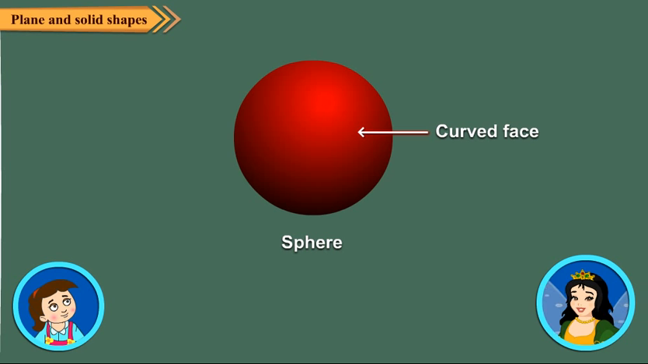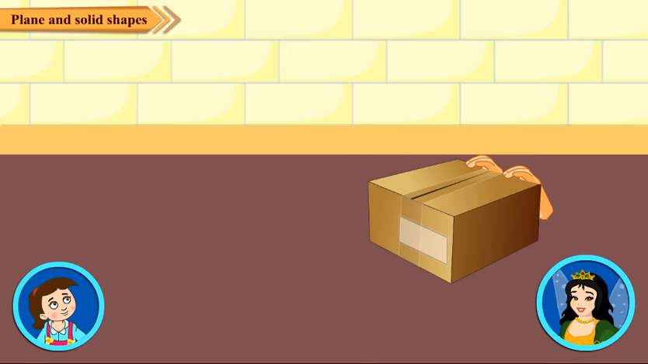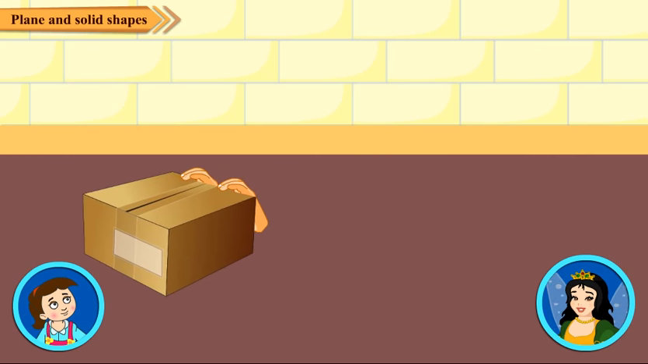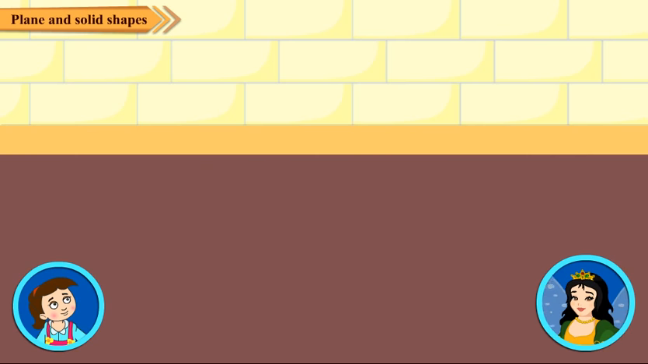Right. Do you know, Neha, a solid slides through its flat face and it rolls through its curved face? No, not at all. Please explain. See, take a box and push it along the floor. It slides. Now take a small rod and push it along the floor. It rolls. Shapes like a cylinder can roll as well as slide. Why does this happen? Because it has both flat and curved surface.